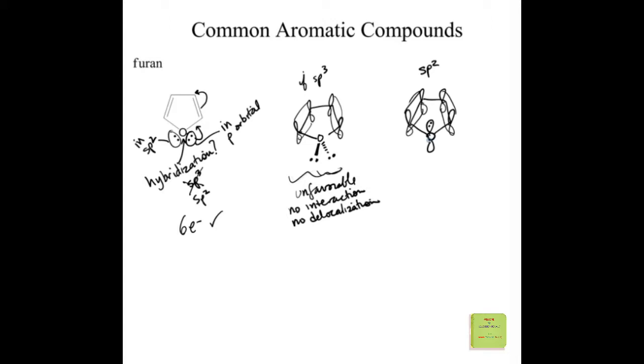Perfect, aromatic. Where's the second set of electrons? Just like in pyridine, it's going to be part of the plane of the furan molecule, and so we don't count these. We don't count these, and we do count these. So that's what furan looks like, an example of an aromatic compound.